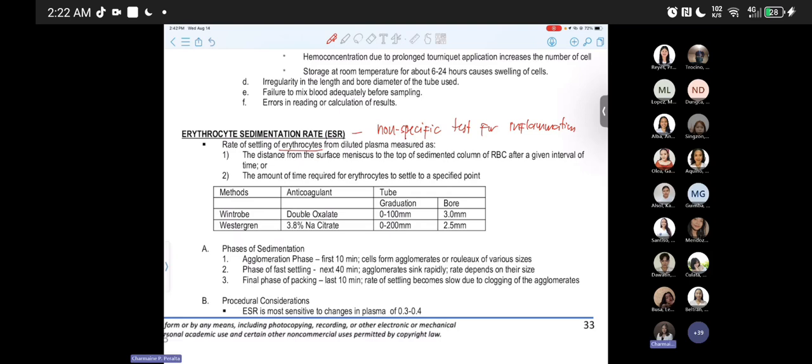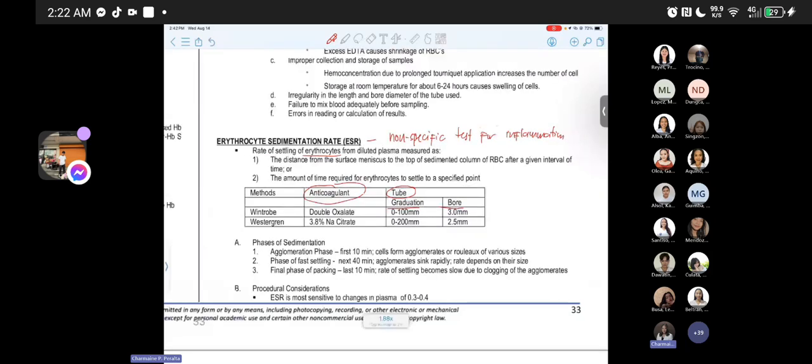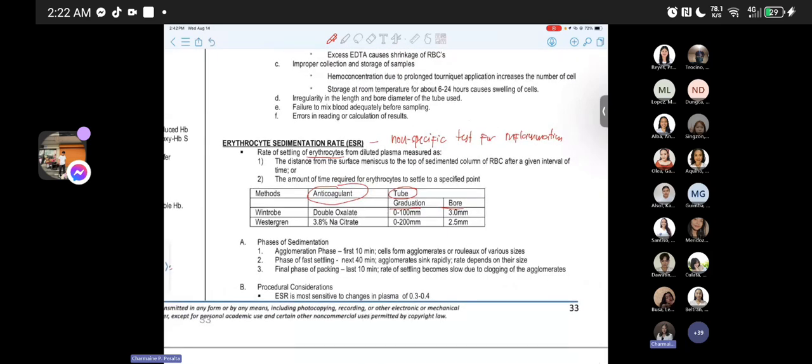So we have two methods, Wintrobe and Westergren. Ang magkaiba, yung anticoagulant na meron sila, and yung tube in terms of graduation and bore. So tignan nyo na lang din, basahin nyo na lang din. Lumalabas po sila kasi ito po yung mga lumang methods na up until now ay ginagamit pa din.